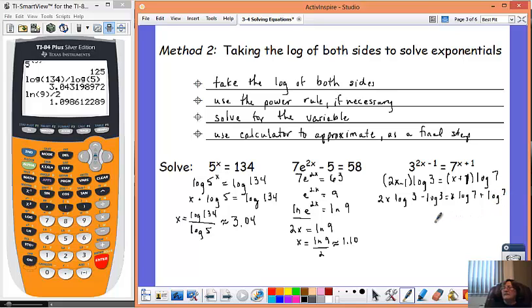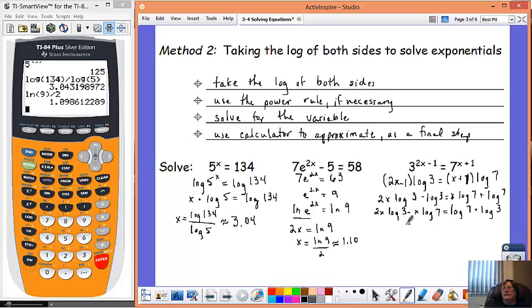Okay, now things are looking a little bit better to me. I have terms that have an x on both sides and terms that don't have an x on both sides. I'm going to get my x's together. So I'm going to subtract this term. I'm going to add that term. So I will have 2x log 3 minus x log 7 equals, and now I'm adding this, so log 7, which was already over there, plus log 3.